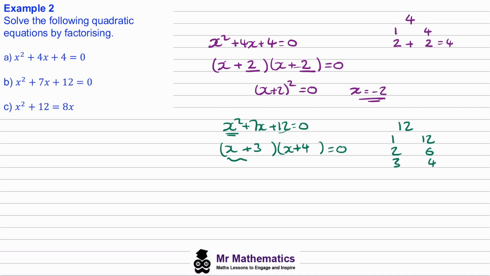Well, this will be when this bracket equals 0. So x will equal negative 3. And when this bracket equals 0, x will equal negative 4. These are our two solutions.